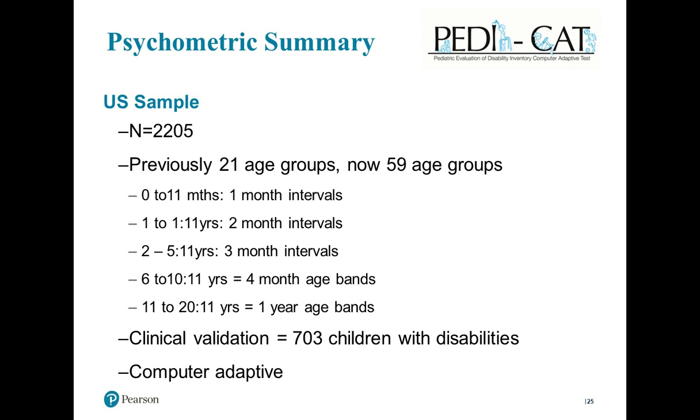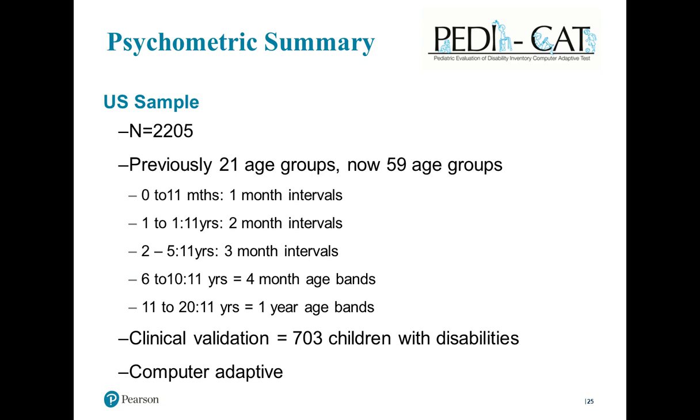it was developed on a sample of 2,205 individuals across the United States. Previously, on the desktop version and the iPad version, there were 21 age groups. With the Q Global version, we've actually narrowed the age groups. There are now 59 age groups in it, so it gives you a more accurate T-score and more accurate percentile ranges for those younger groups especially.